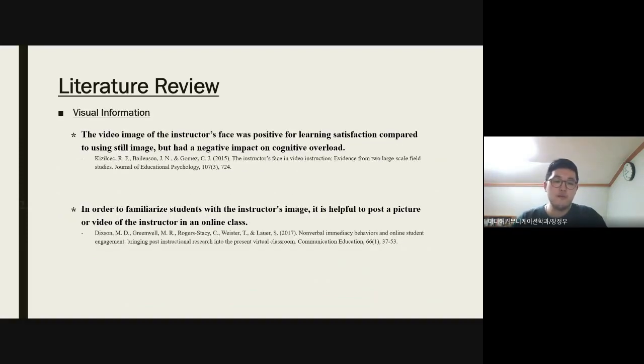The study of visual information in online lecture is as follows. The first study is that the video images of the instructor's face were positive for learning satisfaction compared to using still images, but it had a negative impact on cognitive overload. And the second paper is that in order to familiarize students with the instructor's image, it is helpful to post the picture or video of the instructor in an online class.